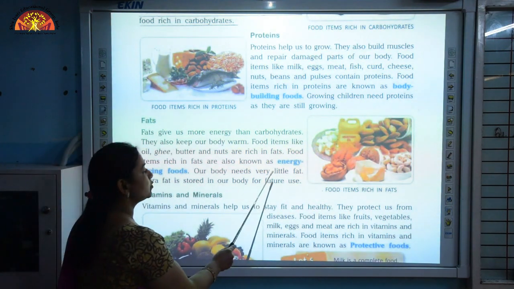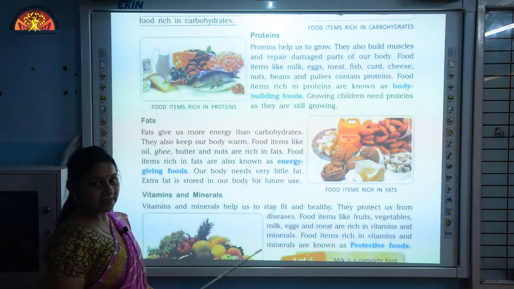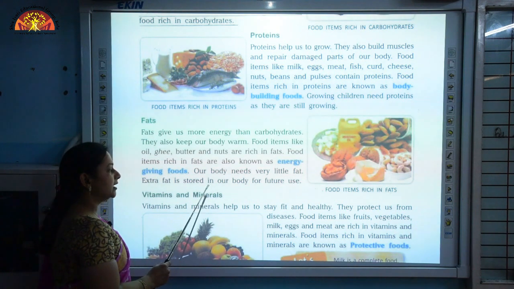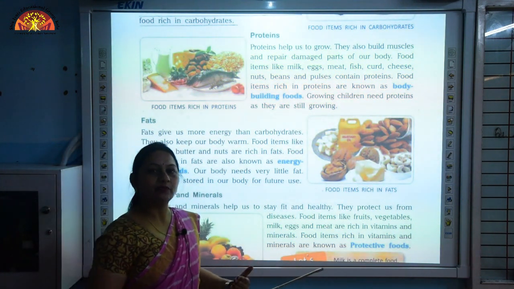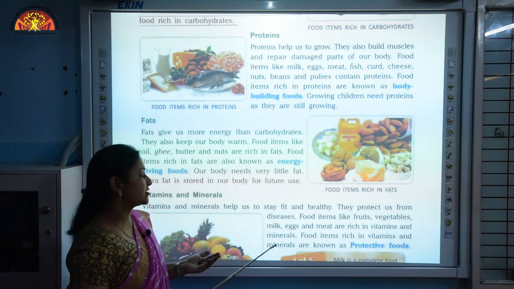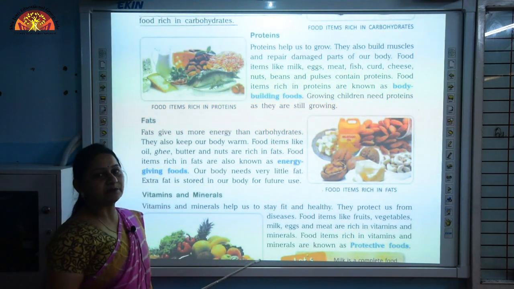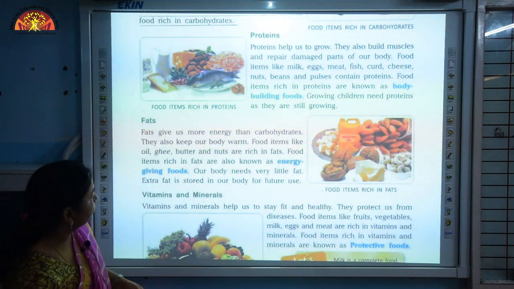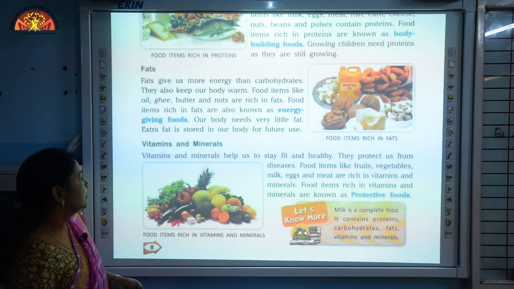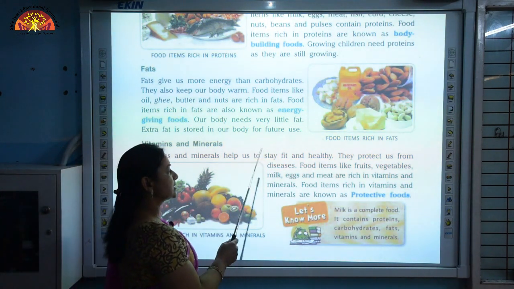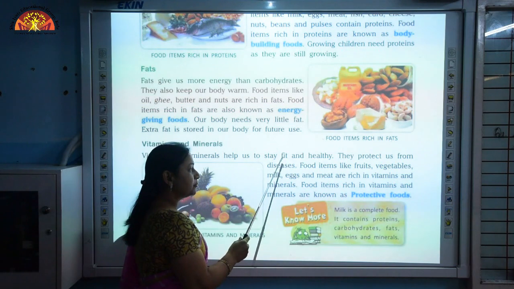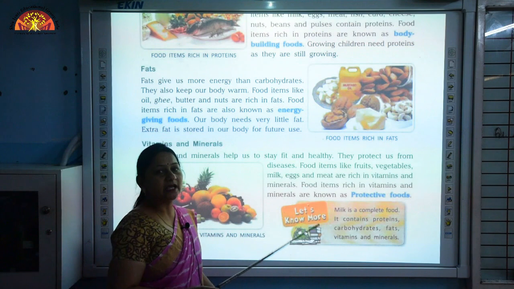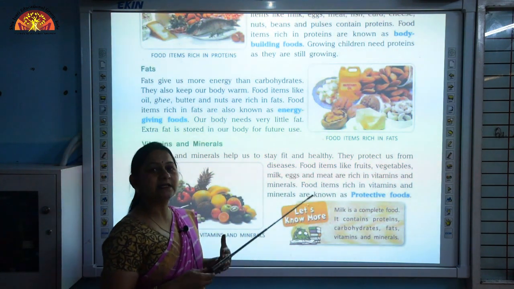Our body needs very little fat, and if the intake of fat is more, then the extra fat is stored in our body and can be consumed in future. This layer of fat keeps our body warm in the winter season too. The next nutrient is vitamins and minerals. They help our body to keep fit and healthy, and they protect us from diseases. They give us the energy to fight against diseases.